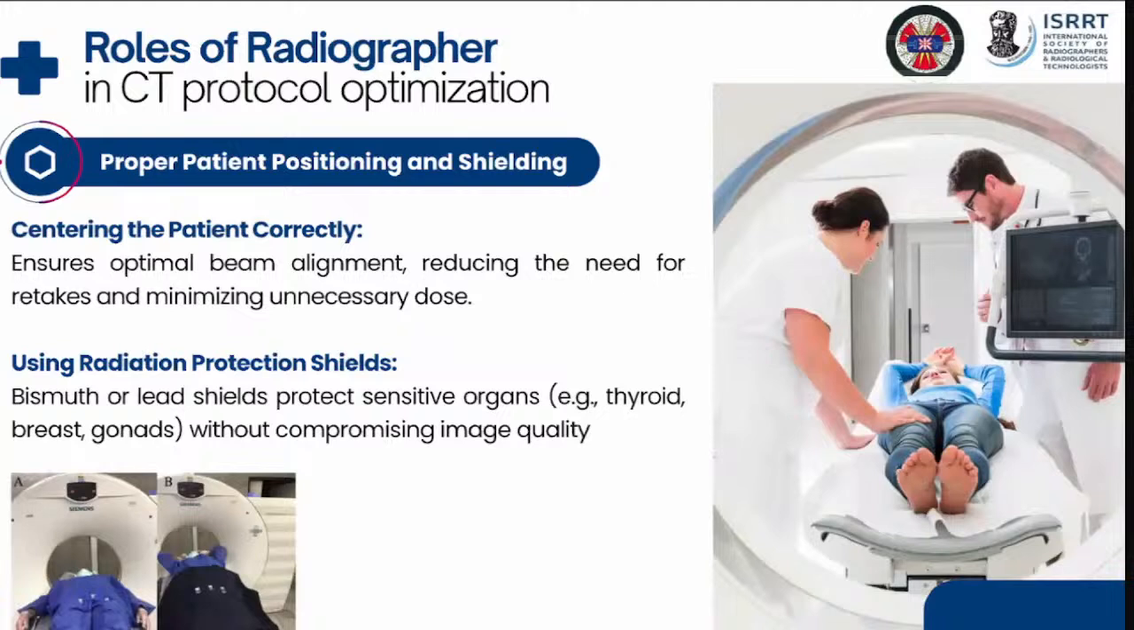Okay, and then using radiation protection shields, using bismuth or lead shields, protects sensitive organs, for example thyroid, breast, gonads, without compromising image quality. So now we have innovation in radiation protection shields, which has also been doing very well. They have designed a very light version of the radiation protection shield. They're not only using lead material, they use other materials as well, like bismuth and others.